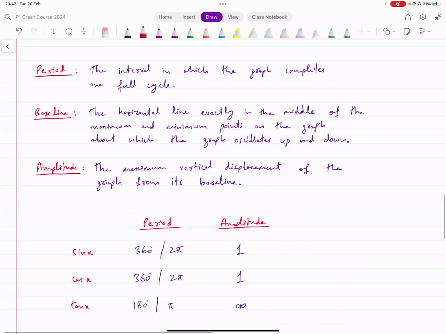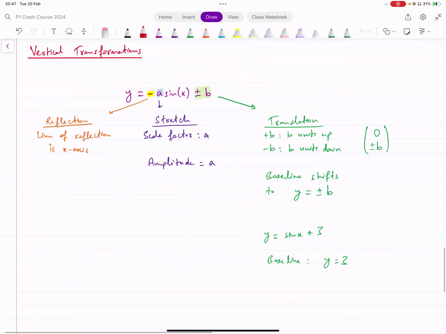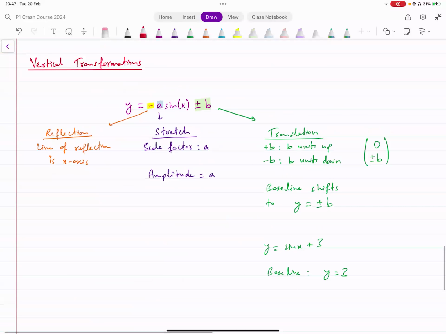Okay, so after talking about those graphs, we started talking about vertical transformations of these graphs, right? We did not do horizontal transformations yet. We will be doing that today, and then have a look at some practice questions after that as well. So we looked at vertical transformations first of all. This is how the vertical transformations look.